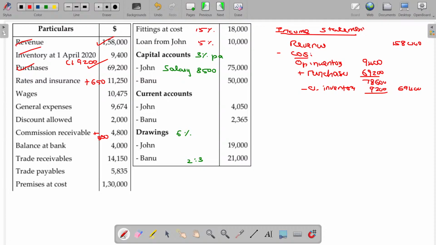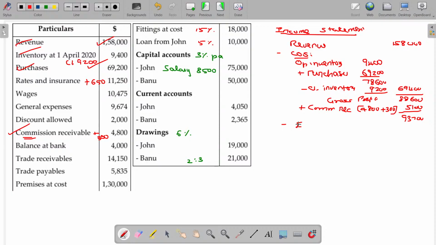We have one more income that should also be incorporated. So you'll be getting gross profit. Gross profit in this case being 88,600. Add other income, commission receivable 4,800. With that you have to add another 300 rupees, so 5,100. Then total revenue being 93,700.